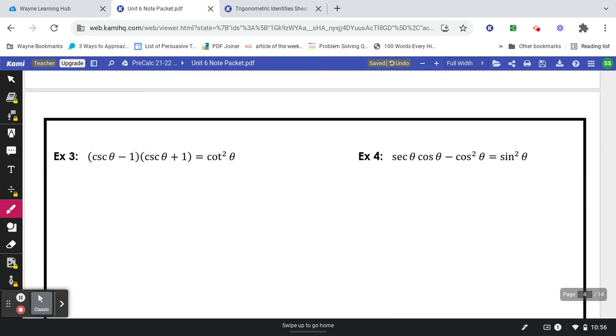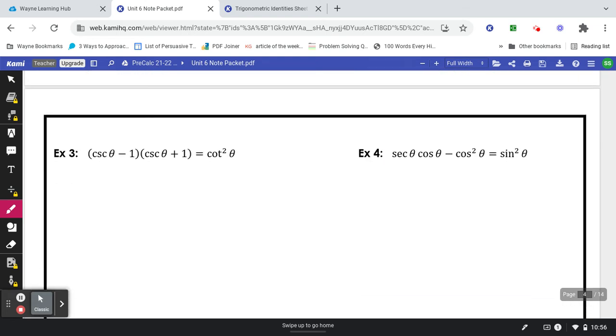All right, next problem. This is a good example of when we should FOIL. So let's write a big old note here. We want to make sure we FOIL first, even though, yes, you could turn cosecant into 1 over sine. Then that gives you fractions, and FOILing is more difficult with fractions. All right, we're going to multiply cosecant times cosecant. Cosecant squared.